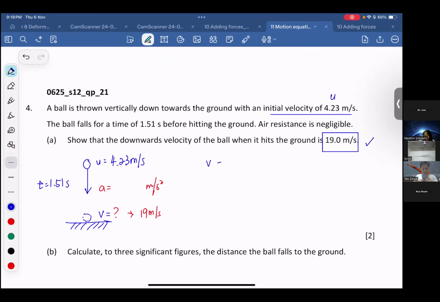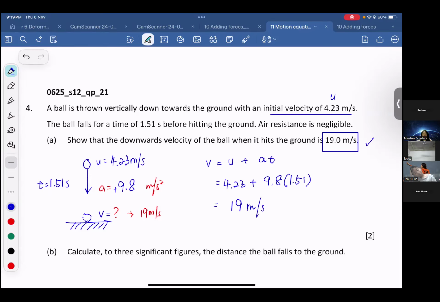Correct, Hui Tong. V equals U plus AT. V we don't know. U is 4.23 plus 9.8 is the acceleration. Positive, because this is going down, accelerating. Time is 1.51. So your answer should be 19 meters per second.